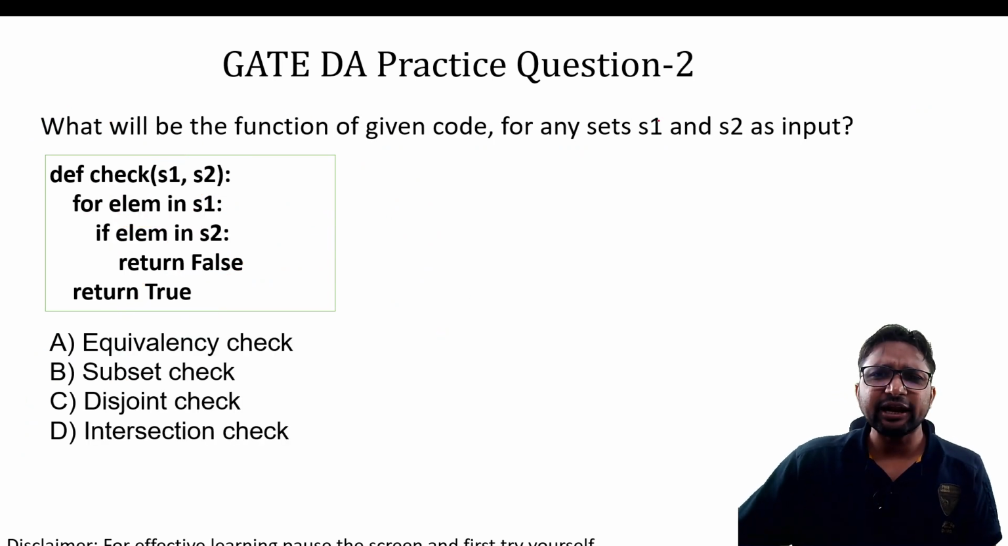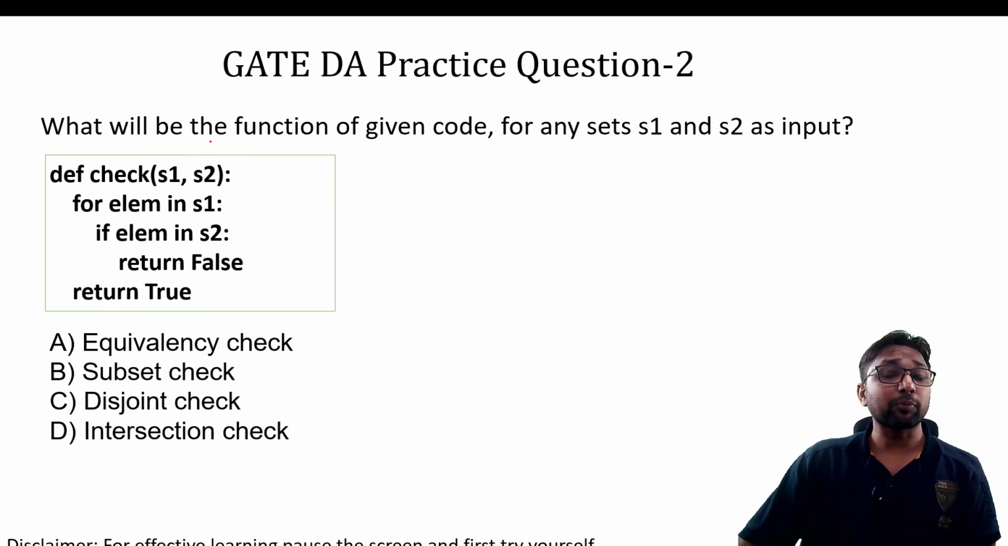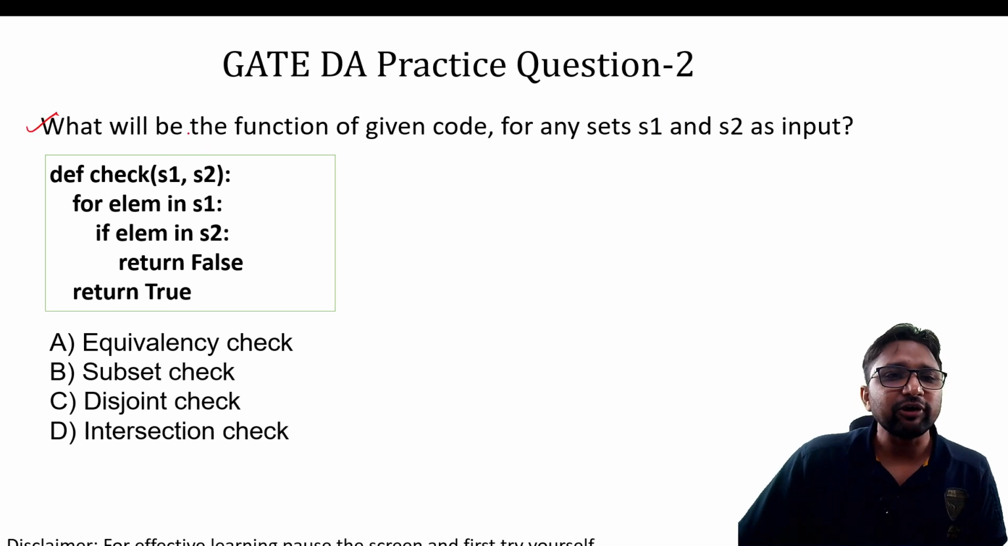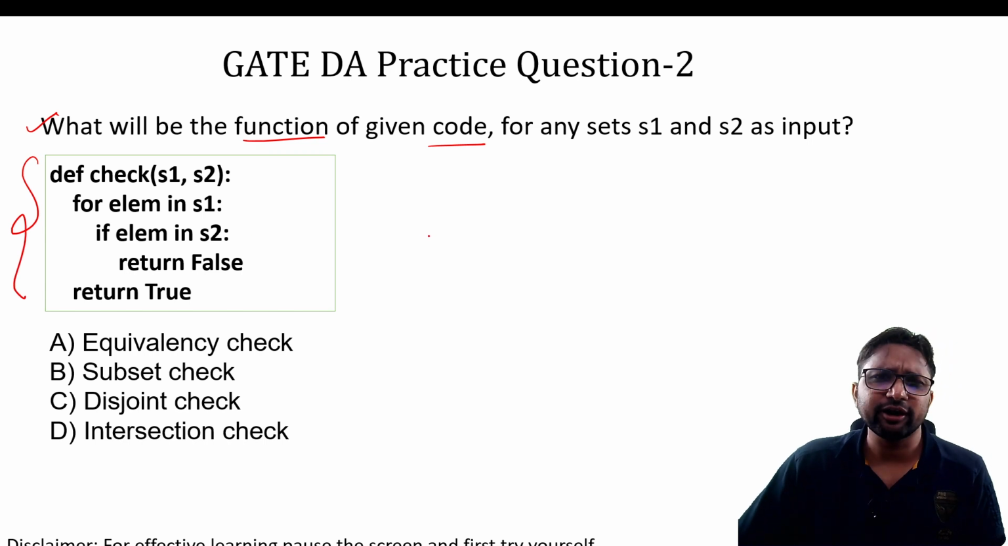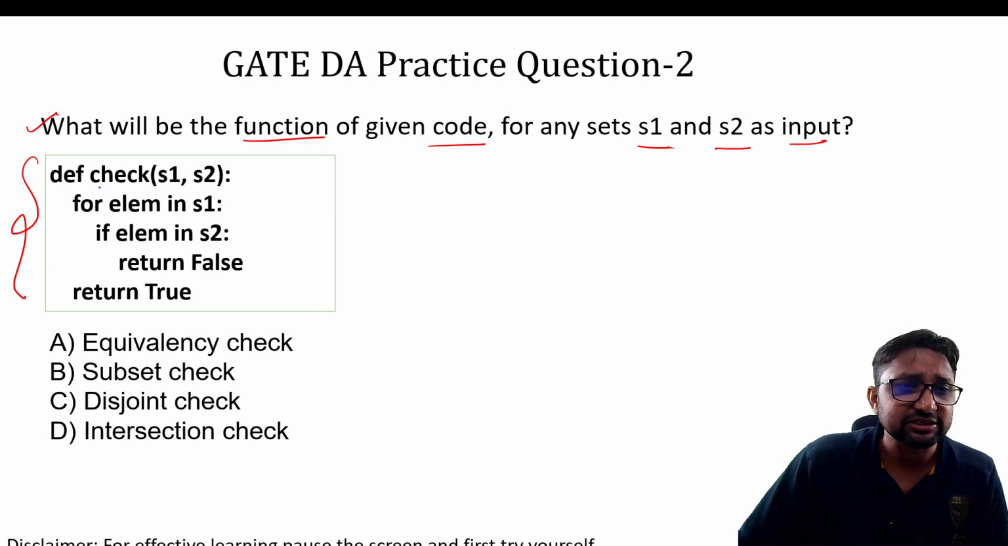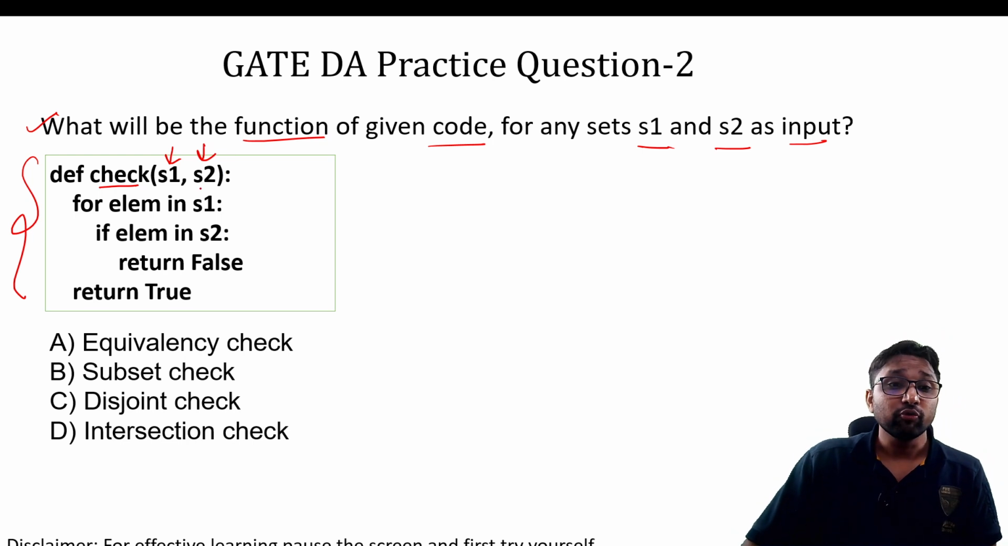So this is the second GATE DA question. Let me read the problem statement. What will be the function of the given code? We need to find out what is the function of this code. We are given two sets S1 and S2 as input. In this check function, two sets are input, S1 and S2. We need to find out, out of these four, what is the function of this code.